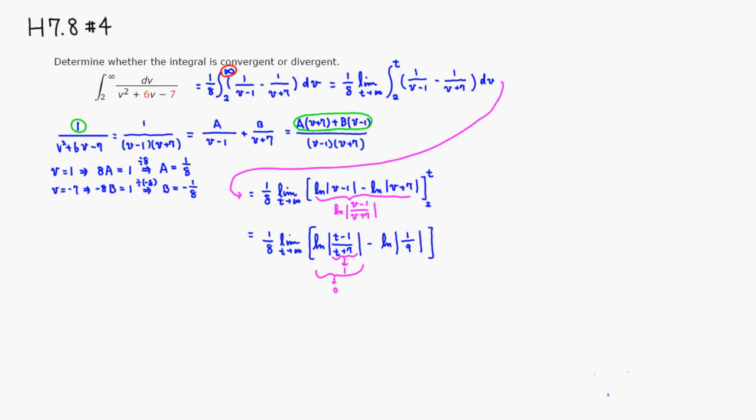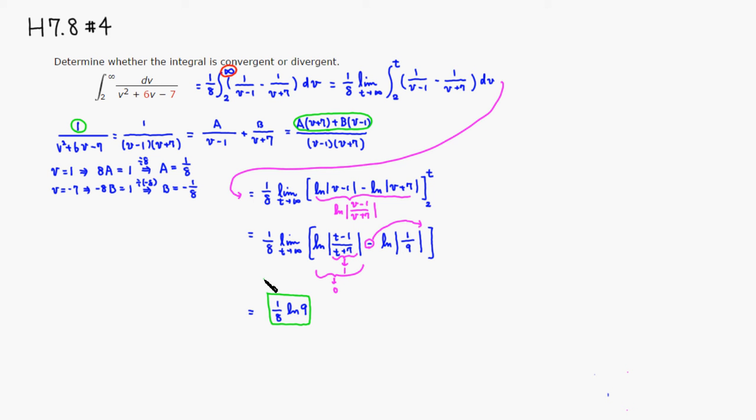So what you get is 1 over 8, and this is negative. I'm going to take this negative sign and put it up here, so it's 1 over 9 to the negative 1 power. That's a long way of saying 9. So this is just 1/8 natural log of 9. That's the value of the improper integral.